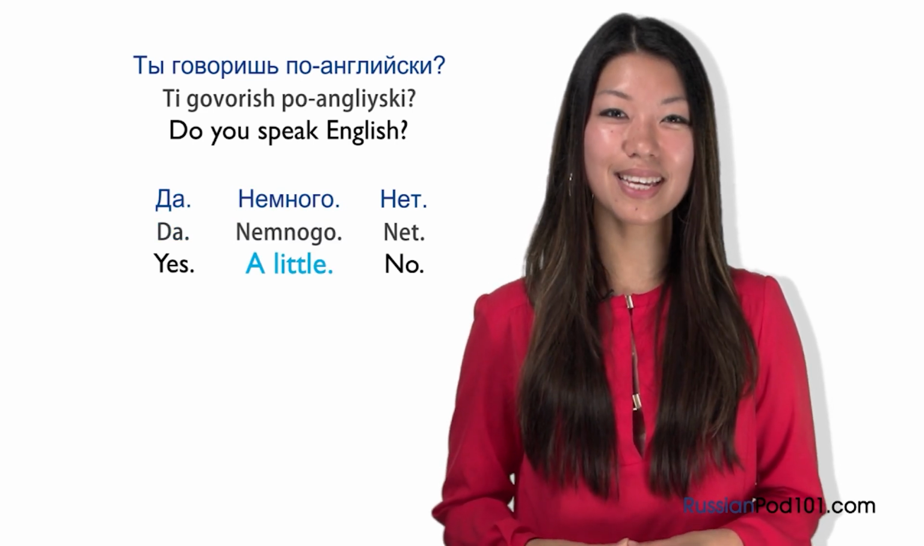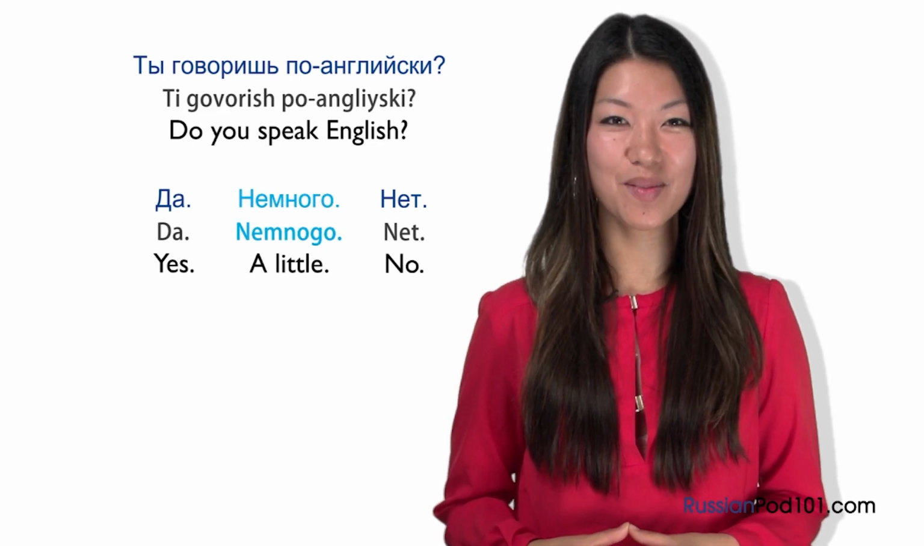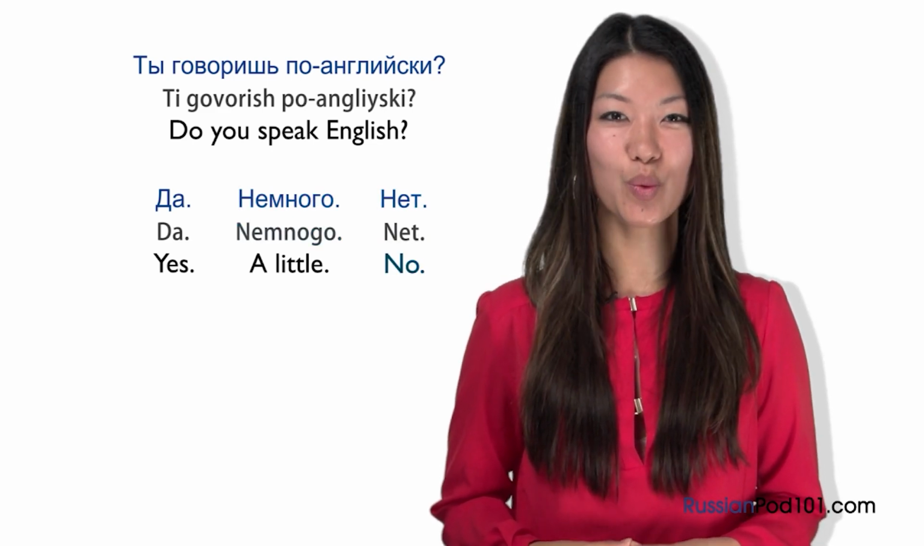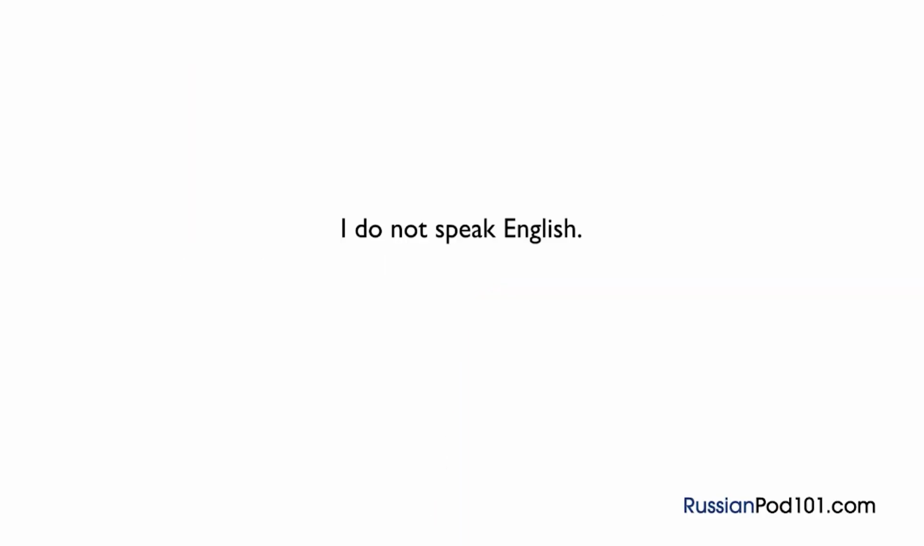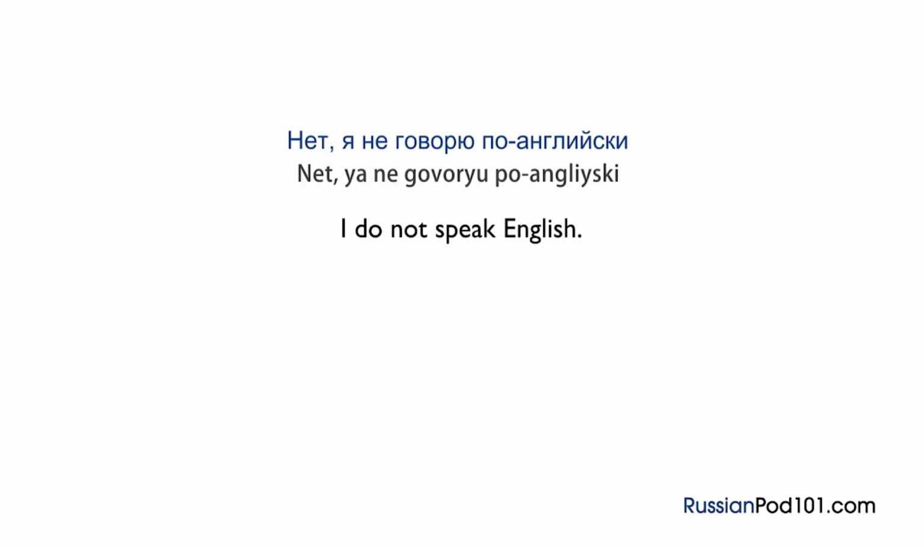Немного, a little. Немного. Нет, no. Нет. The full version for the negative sentence will be Нет, я не говорю по-английски. Since this is a negation, we need to add the particle не before the verb говорю. Notice also that the verb говорите changed. It changed to говорю because we used the pronoun I here. Я in Russian. Thus the phrase I do not speak English is Я не говорю по-английски.